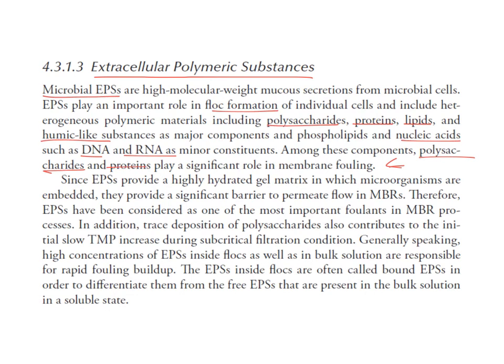Since EPS provide a highly hydrated gel matrix in which microorganisms are embedded, they provide a significant barrier to permeate flow in MBR. So EPS is very good for the microbial cells, but if EPS exists on the membrane surface, it will cause severe membrane fouling. That's why we call EPS one of the most important foulants in the MBR process.